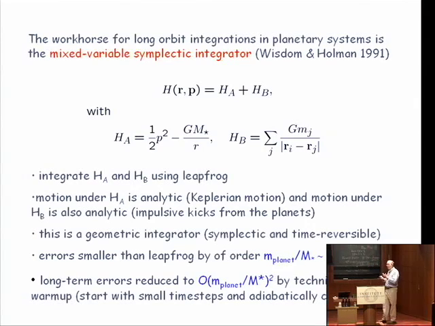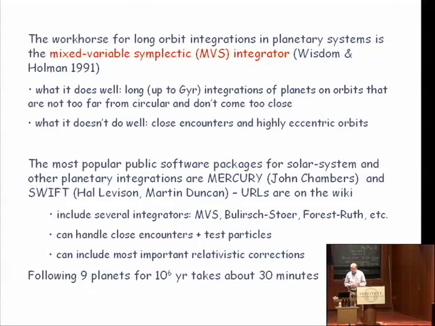You can think of this as basically saying that you want to adiabatically change from the real system to the numerical system. Okay, so what this kind of thing does extremely well is to integrate planetary systems that are in more or less circular orbits for very long times. The place where it doesn't do too well is when you have a chaotic planetary system with big eccentricities or close encounters with the planets.